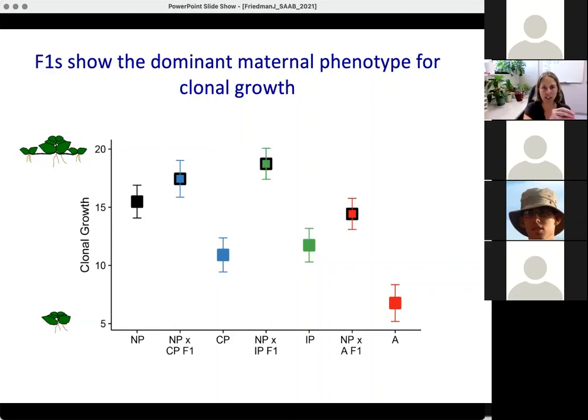What I'm now adding on to this figure are the F1s, the crosses between these groups. And in all cases, we found the F1s had hybrid vigor. So they had more clonal growth than either of their parents. So they were elevated for clonal growth. But also the F1s all showed the dominant maternal phenotype. So remember, they're all crossed to that black point, the northern perennial. They all share a mother. And you can see that that mother phenotype is what the F1s show, which suggests that clonal growth is dominant.